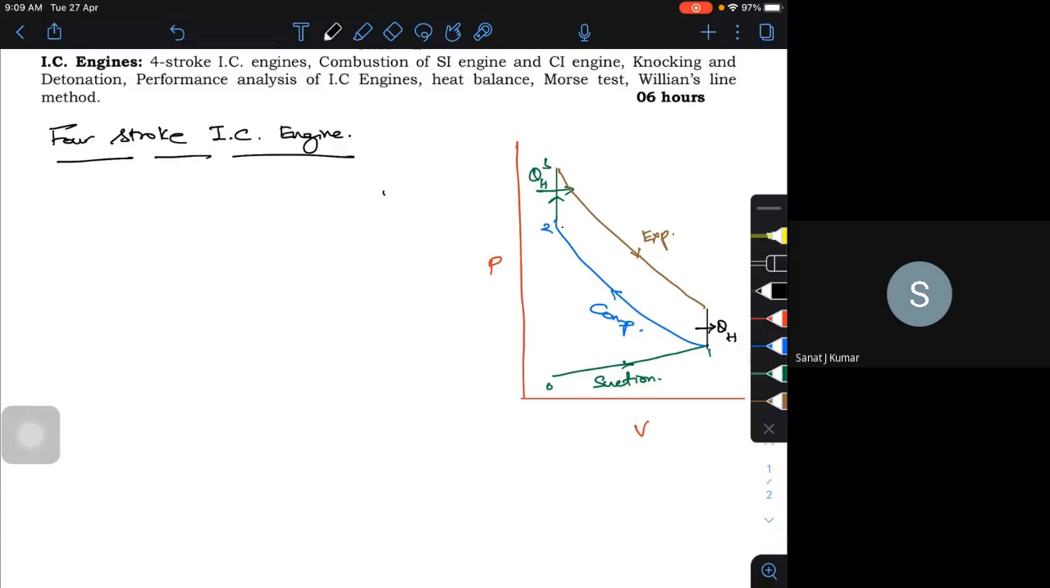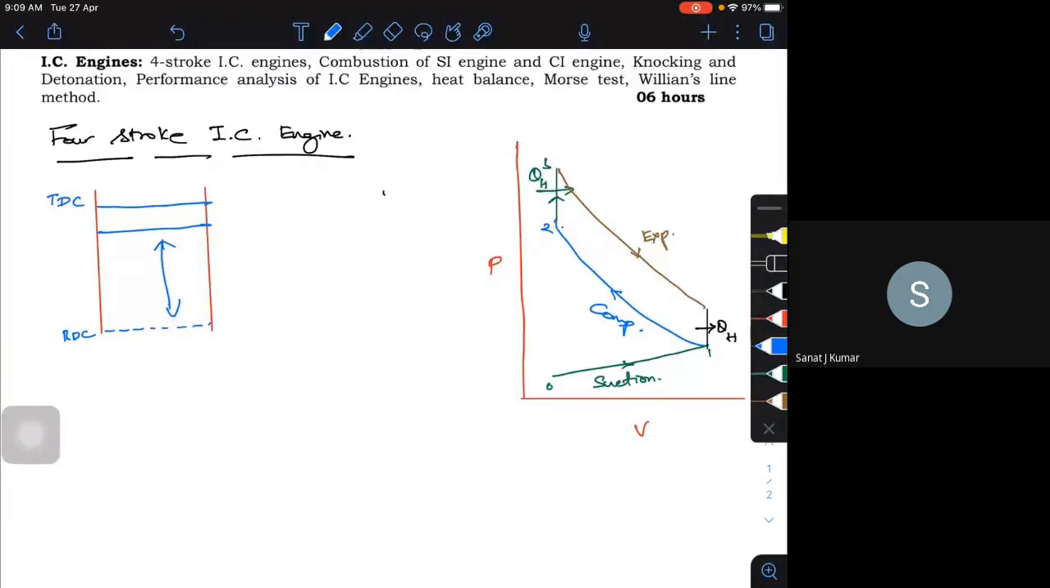What will happen if I have a piston and all? For example, I have a piston cylinder arrangement. So this is my cylinder. If the piston is at the top, this is my top dead center. Then I have the bottom dead center. So the piston will be moving from TDC to BDC.